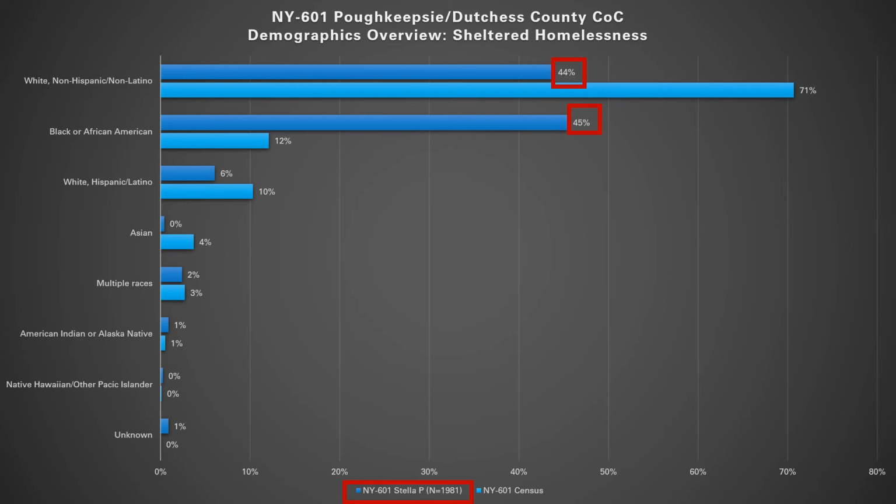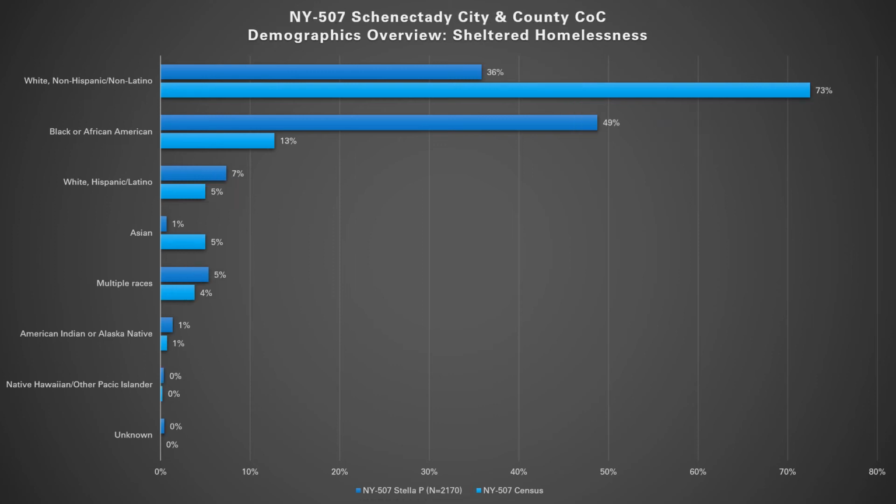For context, 71% of the population are white, non-Hispanic, non-Latino, and 12% of the population are Black or African American. Therefore, we can see a significant overrepresentation of Black or African American head of households and adults. In fact, their representation in the system is 3.8 times higher than their representation in the community. This divergence of those served in the homeless system and the population is an indicator of racial disparities occurring in the community.